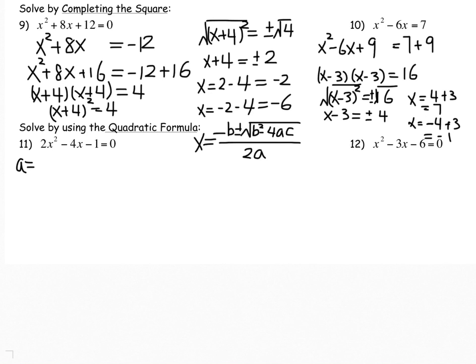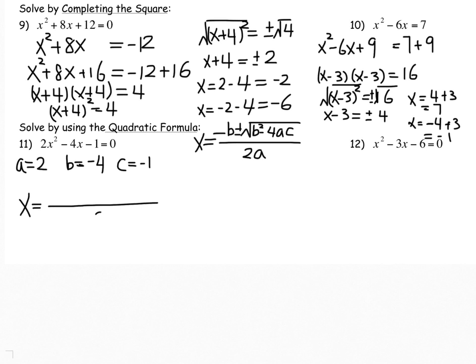So these are the parameters that we are looking for. A is going to be the leading coefficient, which is 2. B is going to be the linear term coefficient, which is negative 4. C is the constant, that's negative 1. So plug it in once you have the value, okay?